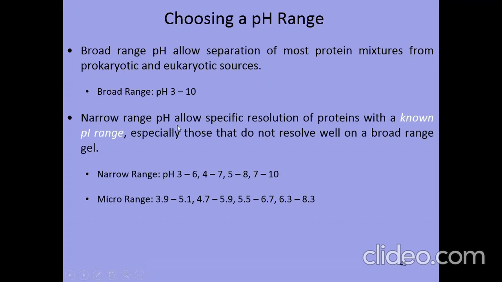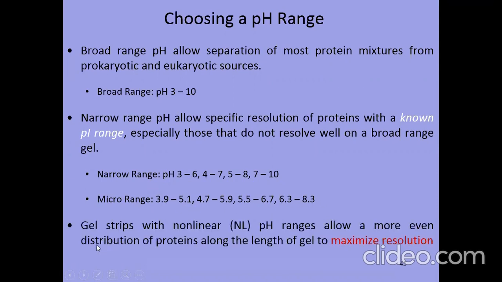And a narrow pH range allows specific resolution of proteins with a known pI range, especially those that do not resolve well in a broad range gel. So in a broad range gel, if the proteins are not resolving, it is better to go for a narrow range pH. In narrow, we have different options like 3 to 6, 4 to 7, 5 to 8, 7 to 10. And in the micro range, the range is in decimals, you can see.